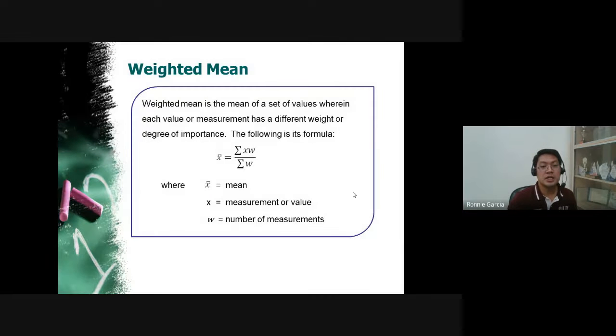While for the weighted mean, this is one kind of mean wherein every measurement has a corresponding weight. That is why the formula is the summation of x times w. Every value must be multiplied to the corresponding weight niya. Then the divisor will be the sum of the weights.